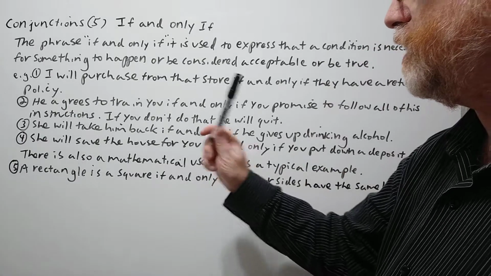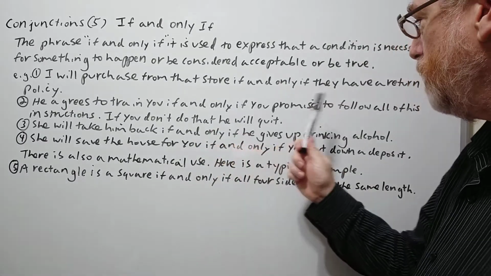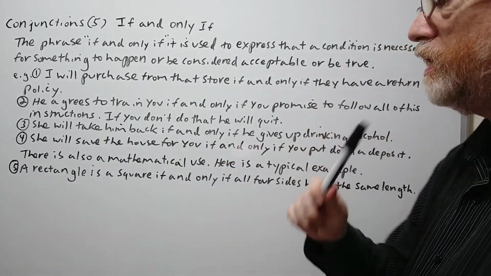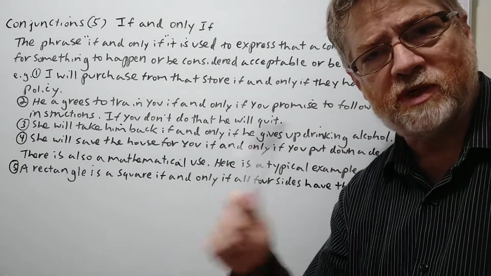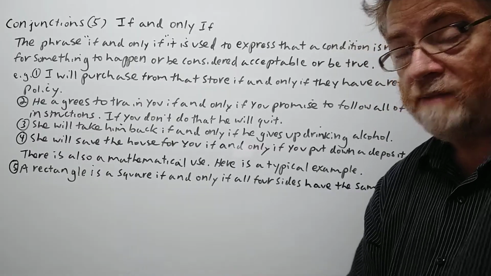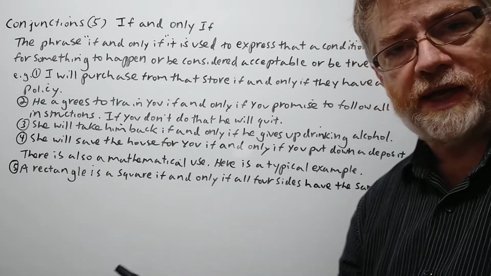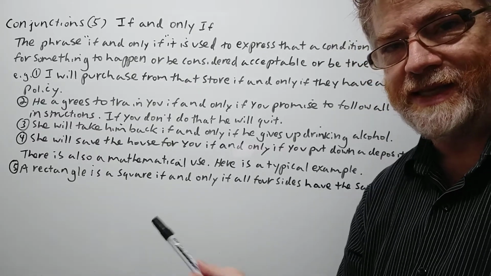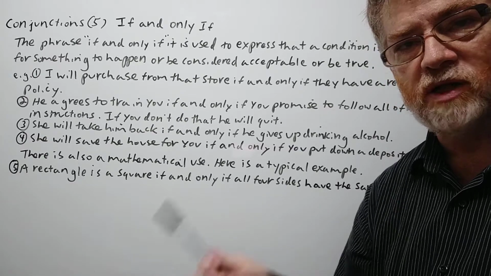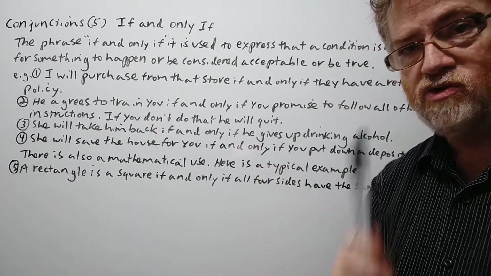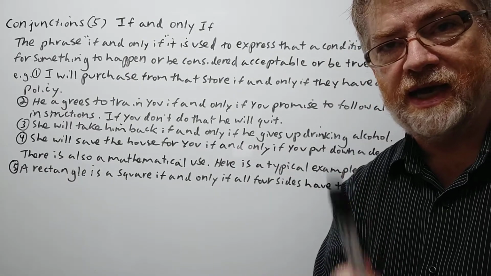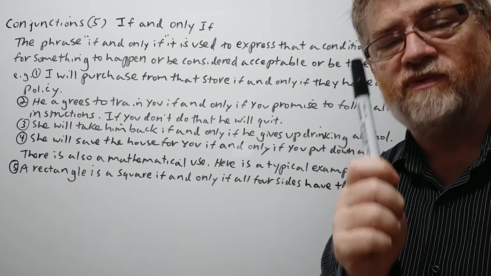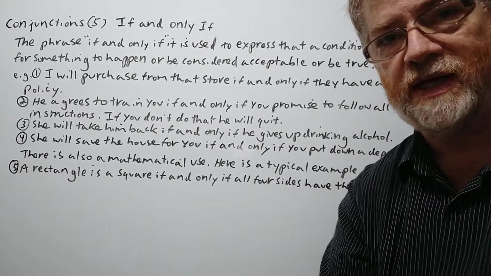Number 2, he agrees to train you if and only if you promise to follow all his instructions. If you don't do that, he will quit. So this must be some very serious coach. Maybe he's even known this player before, and maybe he thinks that they sometimes question or rebel too much. You say, well, if you really truly want me to be your instructor, you have to follow everything I say. I will only do it if and only if you really follow everything I say.